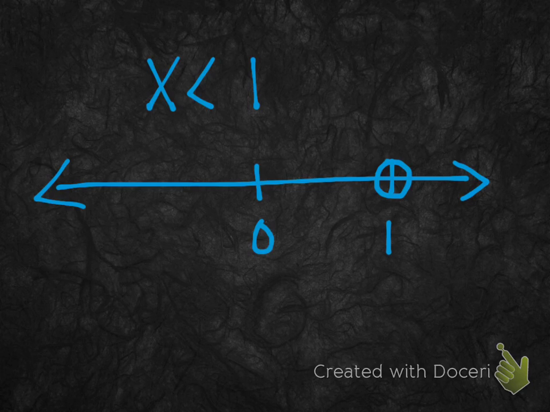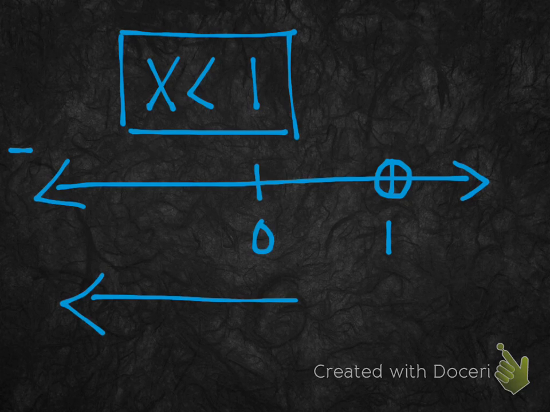Who is x? It says right here that x is all numbers that are less than 1. That's what that symbol means, the less than symbol. X is less than 1. In which direction, guys, are all numbers less than my circled number? You got it. To the left. Those are my negatives. We call them negative infinity.